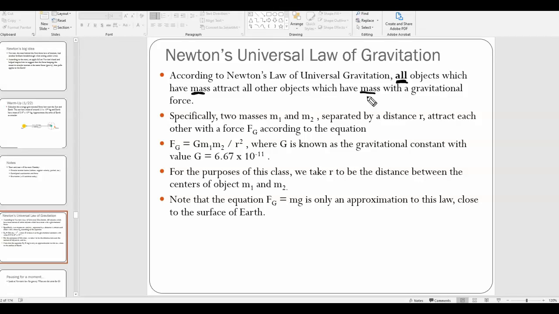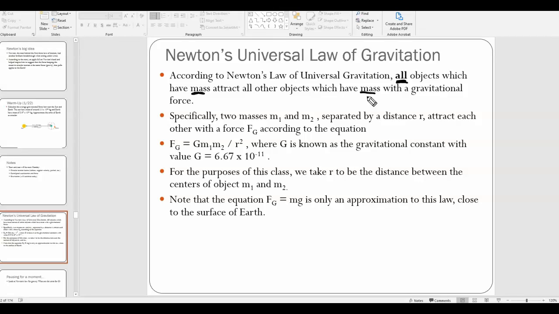Normally we only notice gravitational force when there are very big masses involved. For example, the Earth has a lot of mass, and so we notice when things fall towards the Earth, of course. But technically speaking, all other objects in the universe, regardless of how small they are, if they have mass, put a gravitational force on all other objects which have mass.